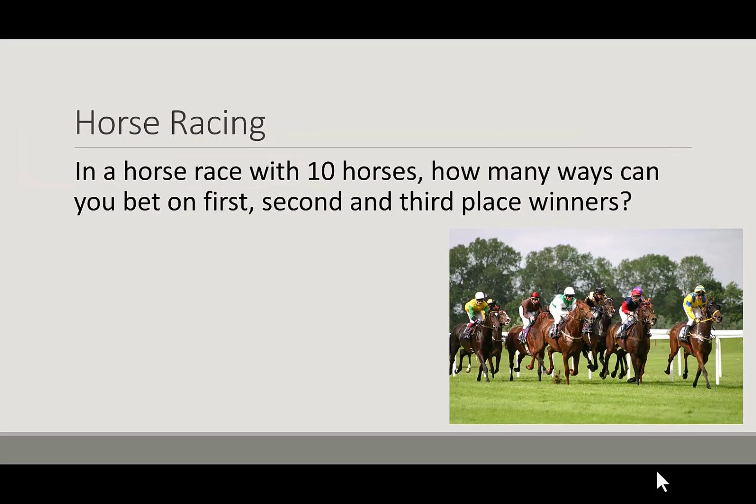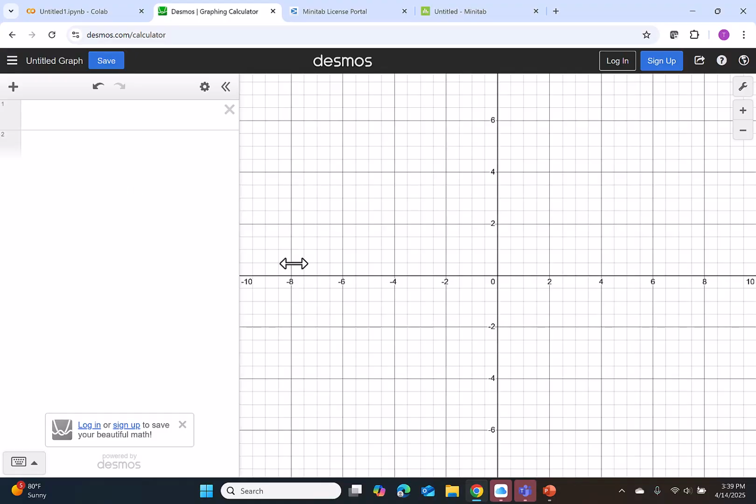So let's try again with 10 horses. How many ways can we bet on first, second, and third place this time? In this case, we're looking at a permutation of 10 choose 3. Let's use technology to find the answer. Let's start in a calculator.